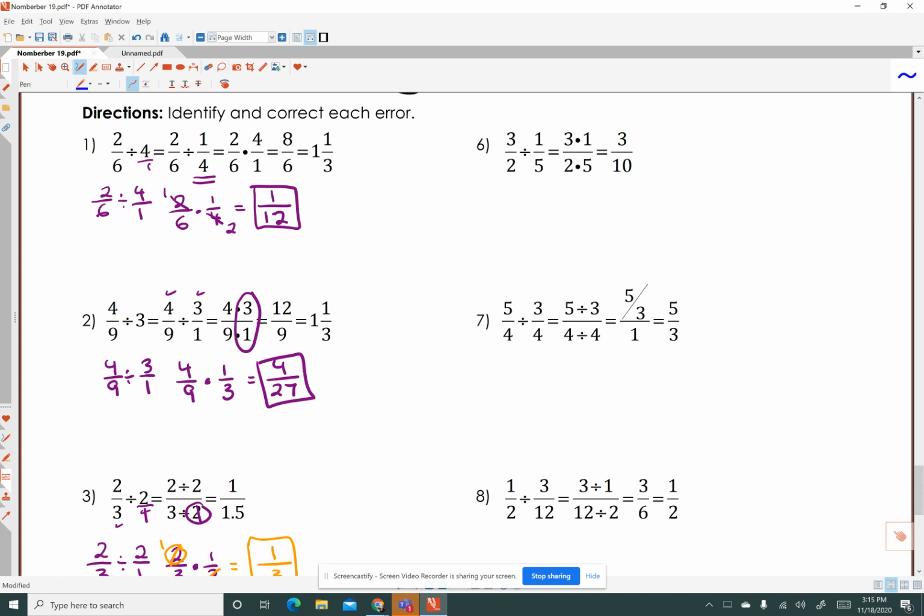Number 6, 3/2 divided by 1/5 should be 3/2 times 5/1. They did not flip. Let's do that. 3/2 divided by 1/5 is rewritten as 3/2 times 5/1. We cannot simplify anything, so we'll have 15/2. And that's an improper fraction, so 15 divided by 2 is 7 1/2.